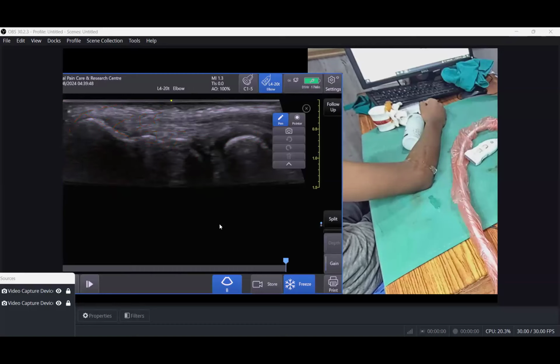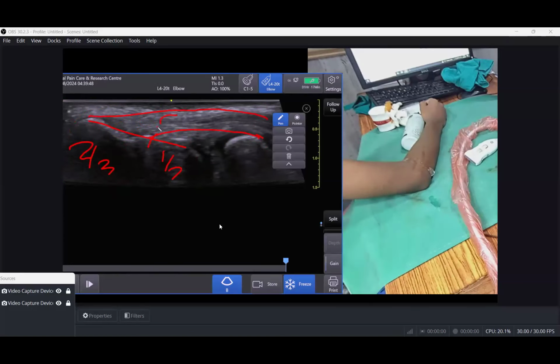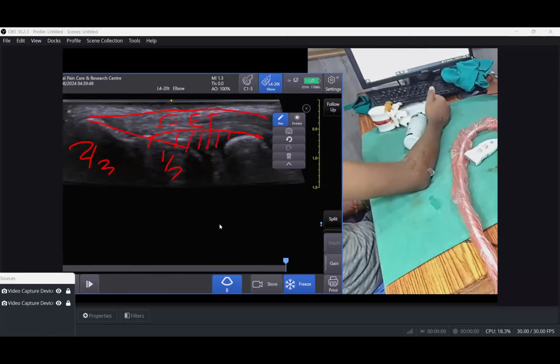So if you divide this slope into upper two-thirds and lower one-third, all these fibers get attached here. These are the common extensor tendon, and this lower part is the lateral ligamentous complex or radial collateral ligament. If you see any partial or full thickness tear here, you can easily put a needle like this and do multiple punctures of this tendon. This is called tenotomy.